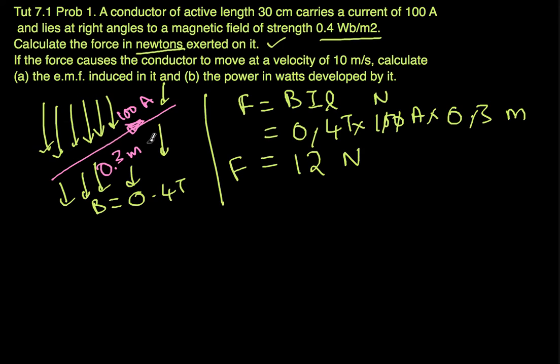Now let me put that in the diagram. So the interesting question is: the current is going from left to right, and the magnetic field is from top to bottom. In which direction is the force? One direction I'll show as A, and another direction I'll show as B. Is it A or B? So that is the question.